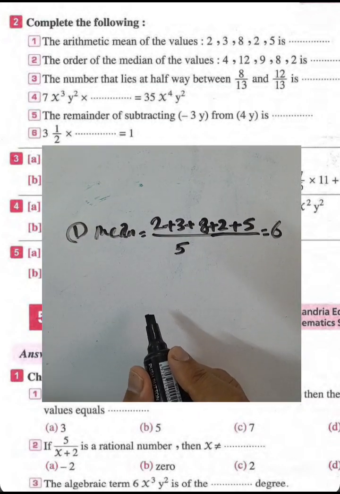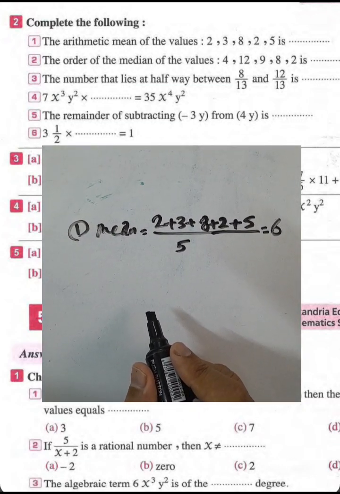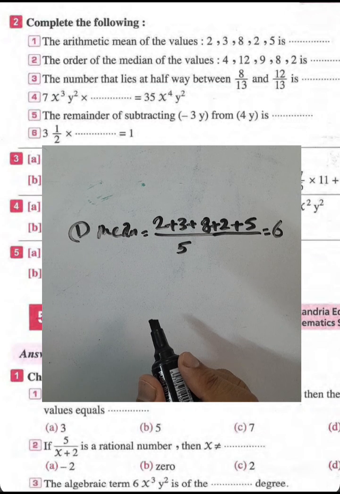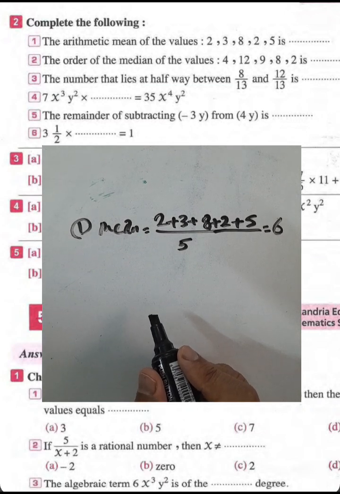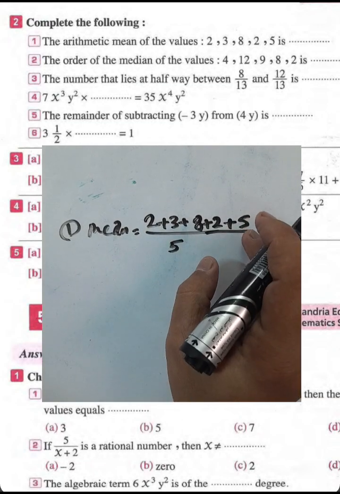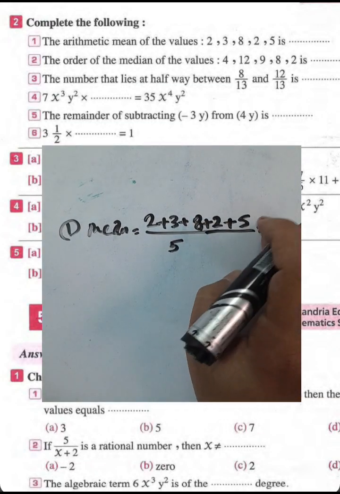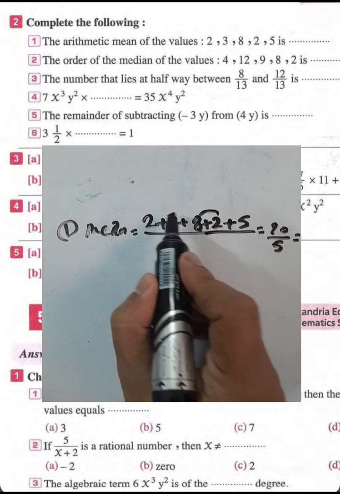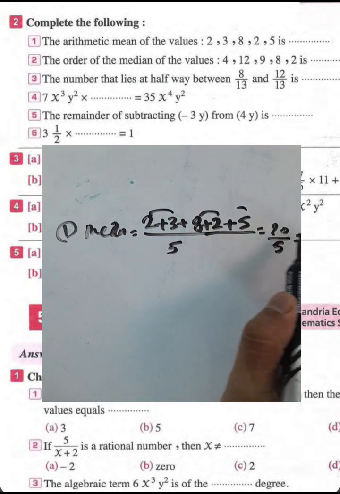Question number 1 here. You want to find the arithmetic mean. Again, 2 plus 3, 5. 5 plus 5, 10. 10 plus 10, 20. 20 divided by 5 equals 4.